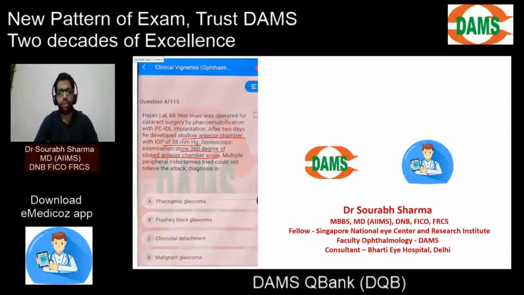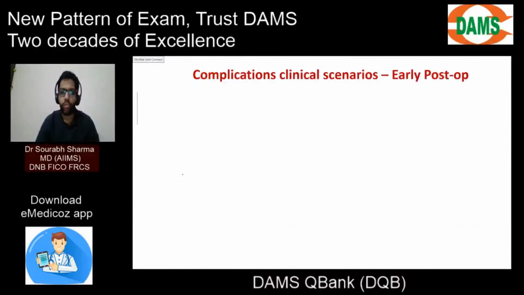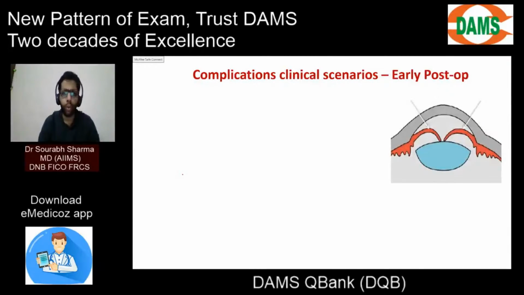So this is a very important question on the complications of cataract surgery, about the early post-operative period in which the patient has a shallow anterior chamber and very high intraocular pressure. There are three basic differentials. One is, after cataract surgery, if there is adhesion between the intraocular lens and the iris, that can lead to pupil block glaucoma.